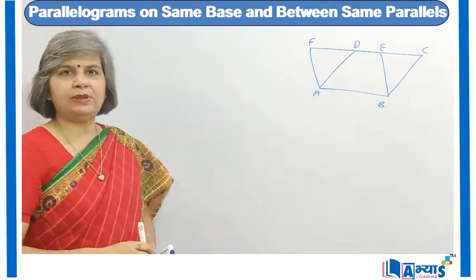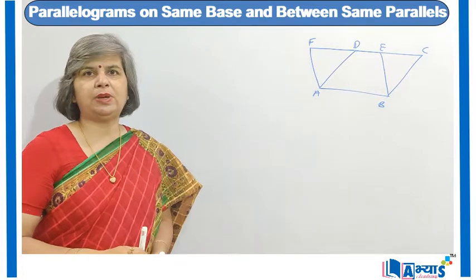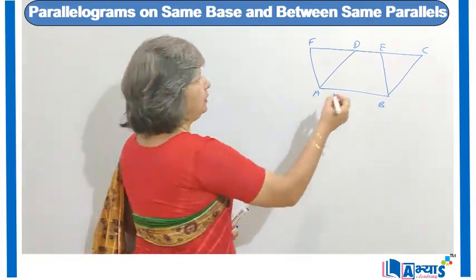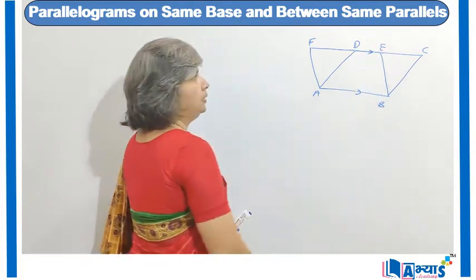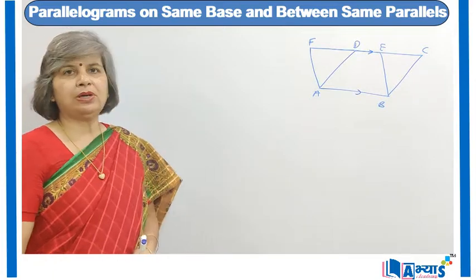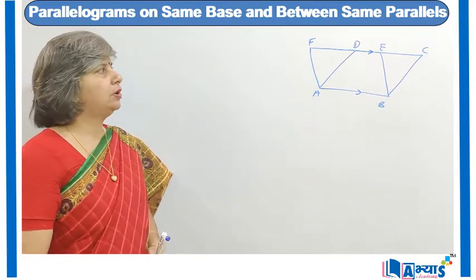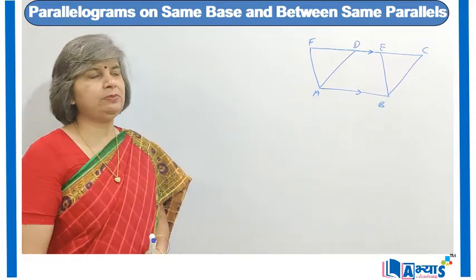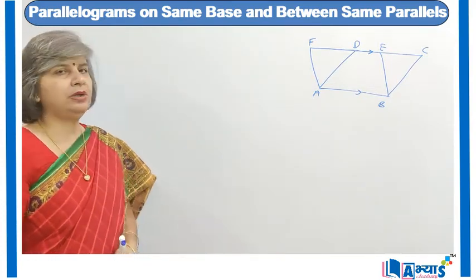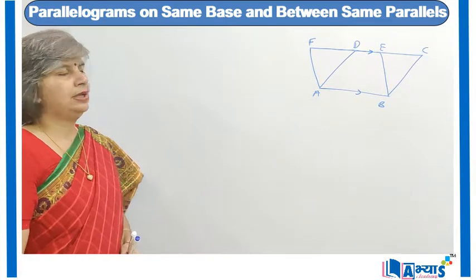They are on the same base AB and they are between the same parallels, because we know as ABCD is a parallelogram, so line AB is parallel to CD, but EF lies on the line CD. That means both the parallelograms lie between the same parallels. Now if we have a case in which both the parallelograms are on the same base and they are between the same parallels, let us see what their areas will be.